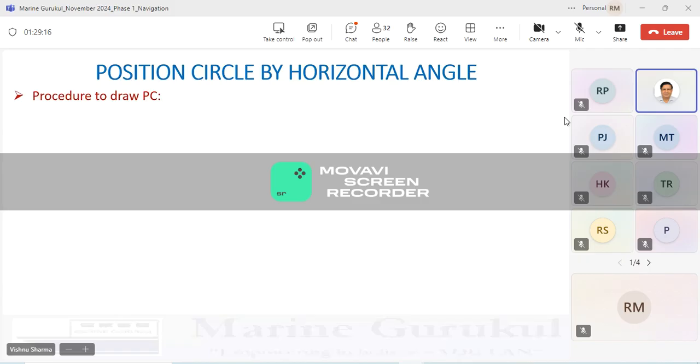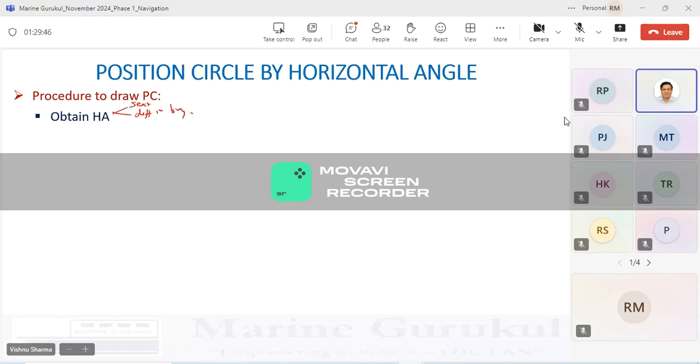Now we come to the procedures. Once we have obtained the horizontal angle, how do we get the position circle? First thing is to get the horizontal angle and then to draw the position circle. Guys, the first thing we'll do is we'll get the horizontal angle. How can the horizontal angle be obtained? It can be obtained either by sextant or by difference in bearings.